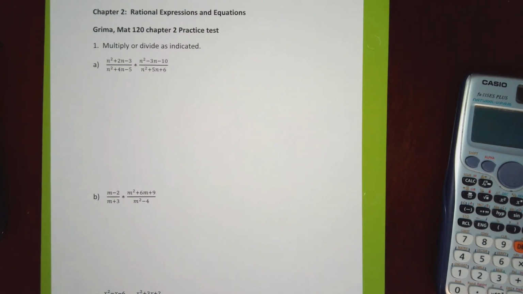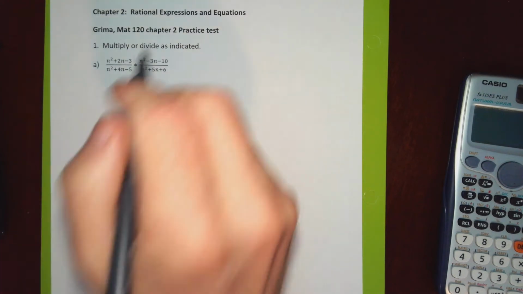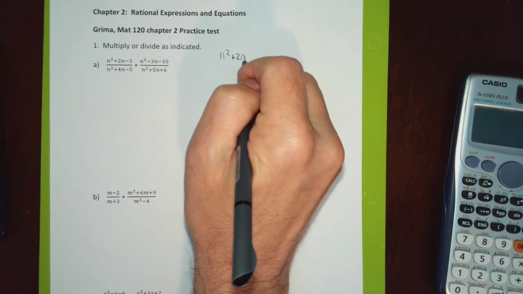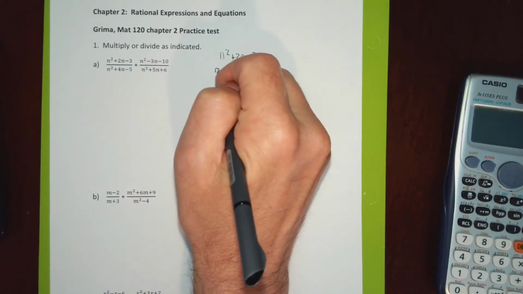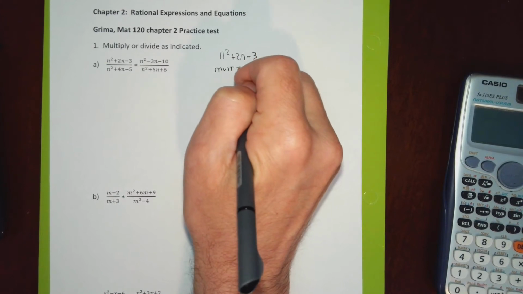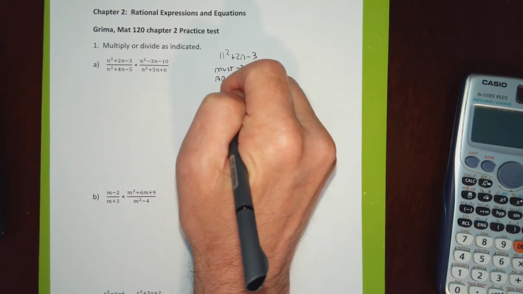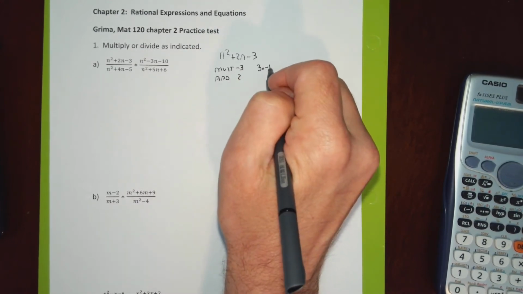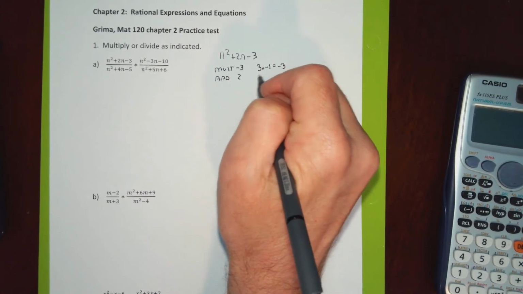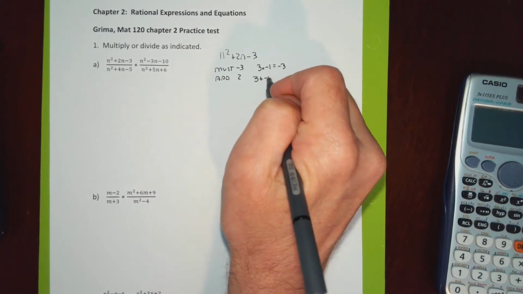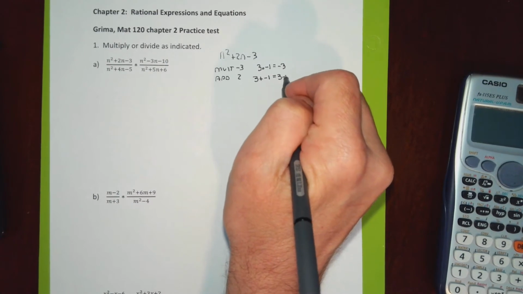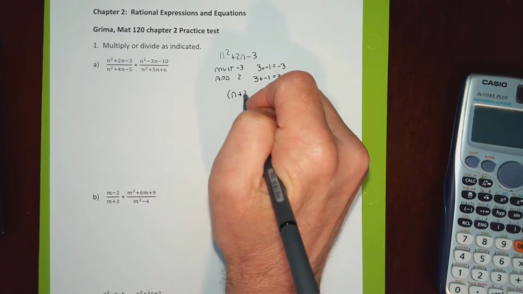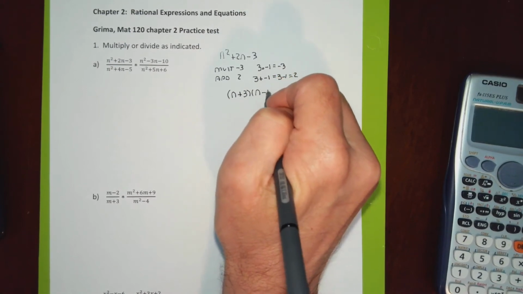In question 1a, I need to do 4 side factorings before I cancel. So I'm going to factor n squared plus 2n minus 3, searching for numbers that multiply to negative 3, that add but really subtract to 2, and that's going to be 3 and negative 1, because 3 times negative 1 is negative 3. 3 plus negative 1 is the same as 3 minus 1, which is 2. So I'm going to factor that into n plus 3 times n minus 1.